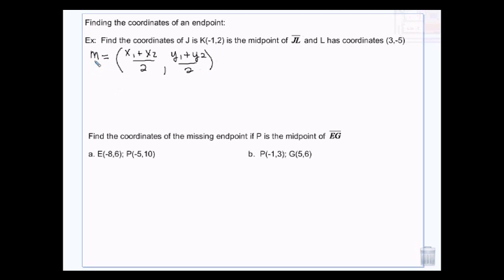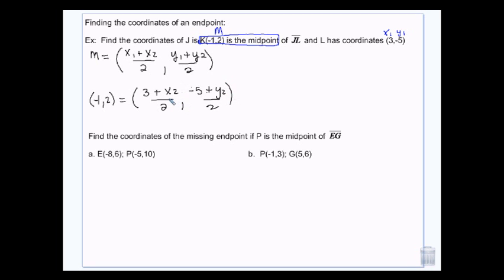Okay, we have the midpoint equals x1 plus x2 and y1. Okay, K is the midpoint, so this replaces M. And x1, y1, we're missing x2, y2. So what we do is we set this up where K replaces M. x1 is 3, I don't know x2. And y1 is negative 5, I don't know y2.